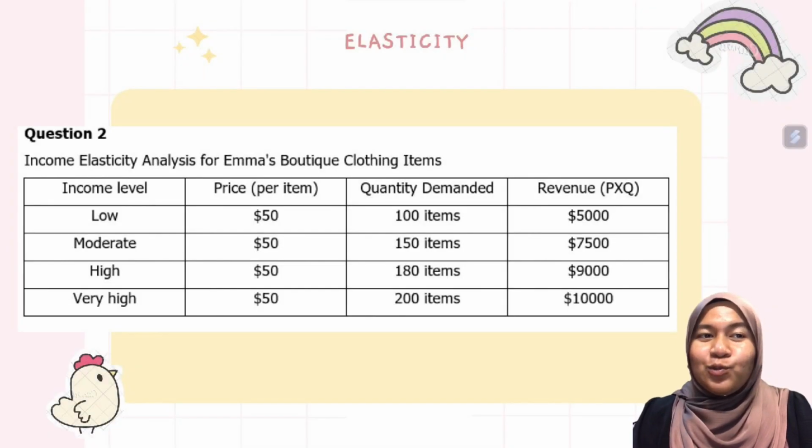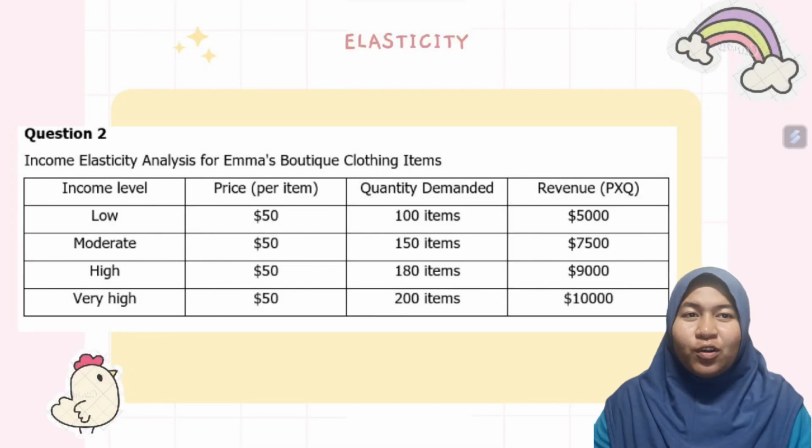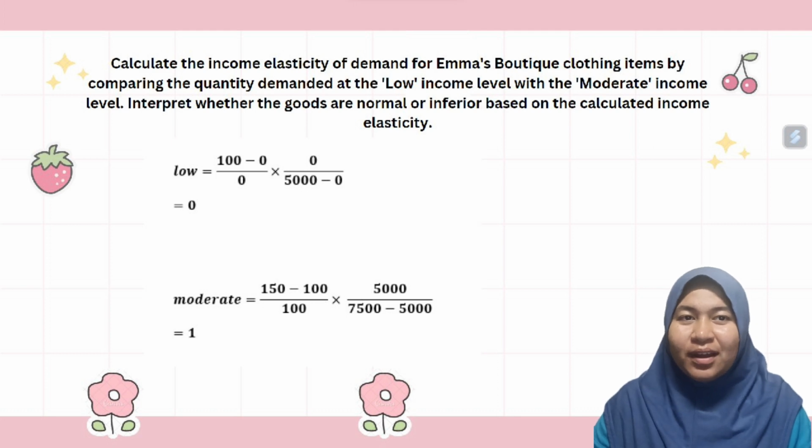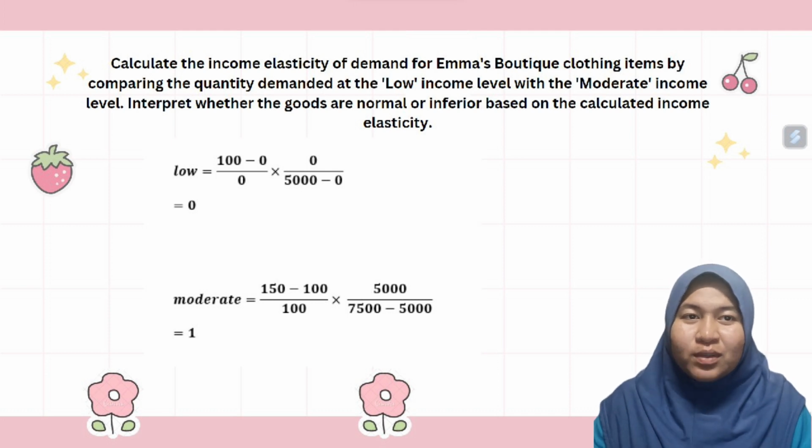So let's move to question 2. This question already provides a table about income analysis for Emma's boutique clothing items. For 1 Roman, they ask us to calculate the income elasticity of demand for Emma's boutique clothing items by comparing the quantity demanded at the low income level with the moderate income level. Interpret whether the goods are normal or inferior based on the calculated income elasticity.